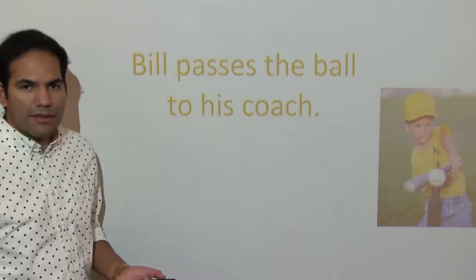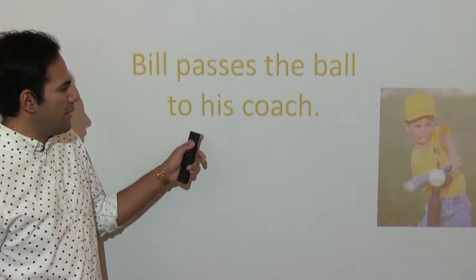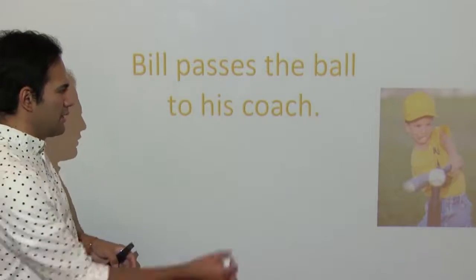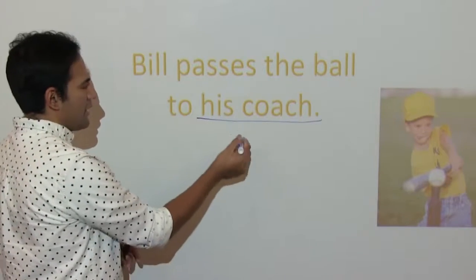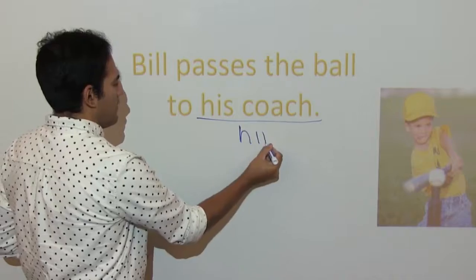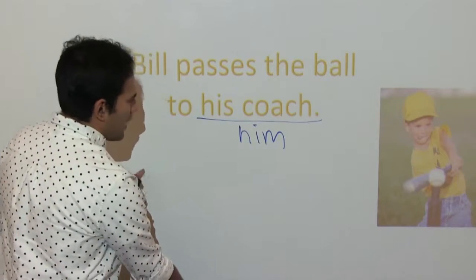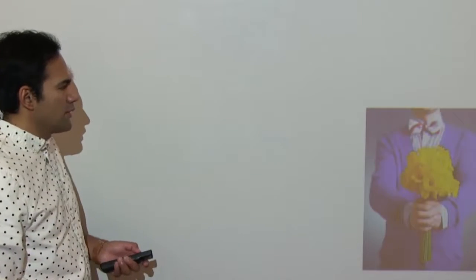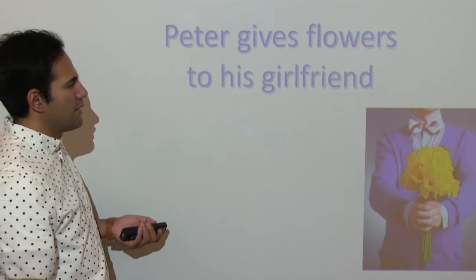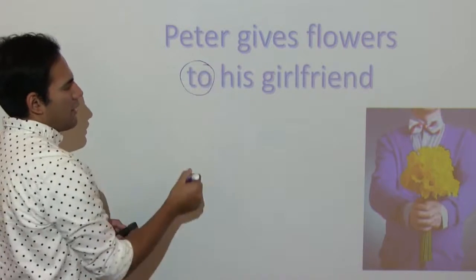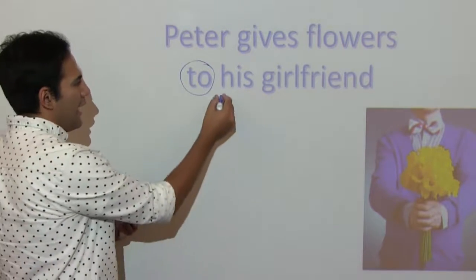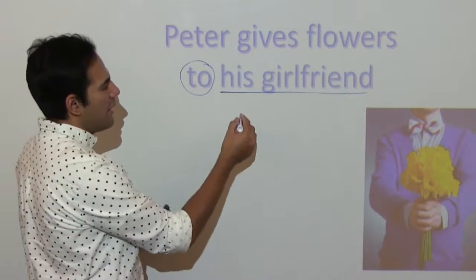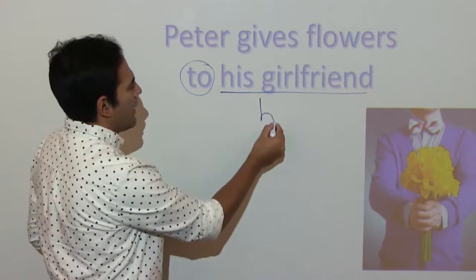So here we have an example. Bill passes the ball to his coach. So who's receiving the ball? His coach. In this case, we can completely replace that with the indirect object pronoun him. And also, Peter gives flowers to his girlfriend. So here we have our common preposition, and his girlfriend will be the indirect object, and the indirect object pronoun will be her.